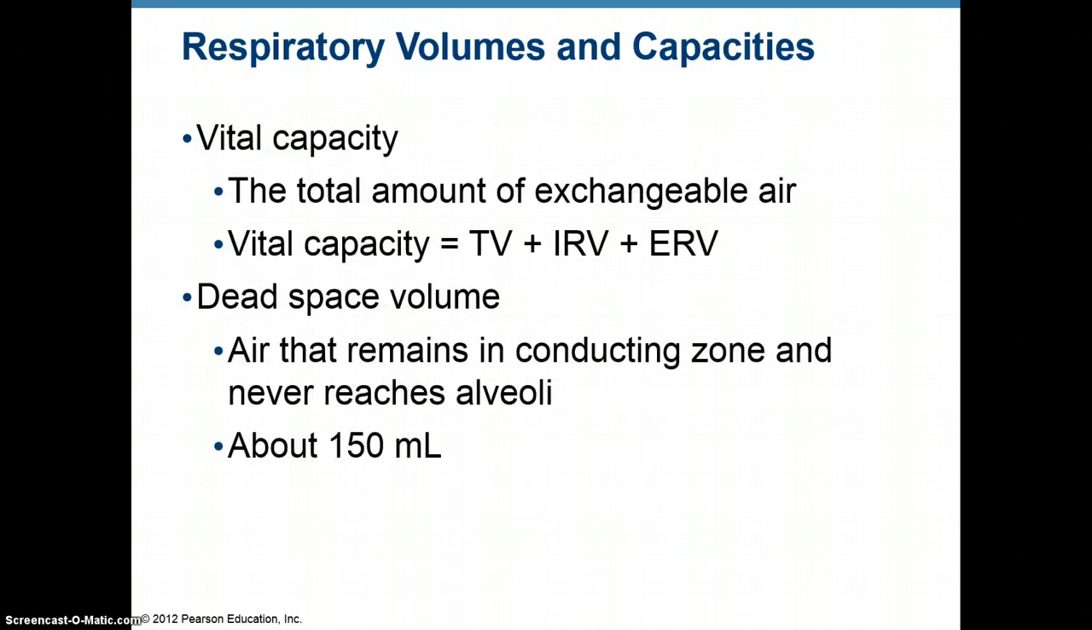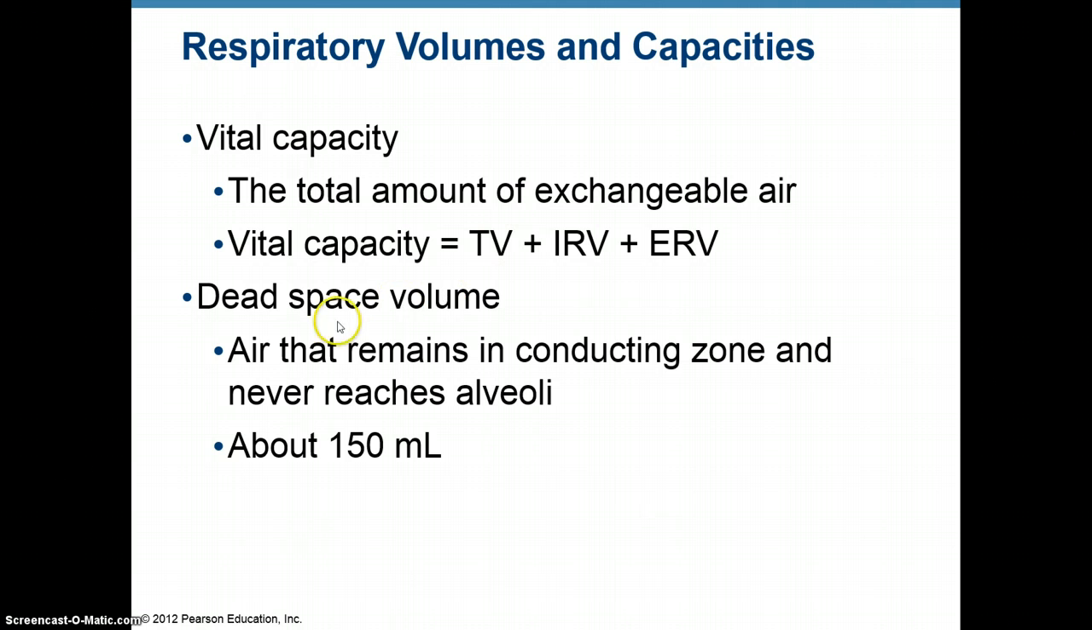What else? Vital capacity. Vital capacity is the total amount of air you can exhale and inhale, not just normal inhalation or exhalation. This also includes the forcibly inhaled and forcibly exhaled air. To get the vital capacity, we use this formula: tidal volume plus inspiratory and expiratory reserve volume. So again, that's the total amount of exchangeable air that can go in and out of your lungs.